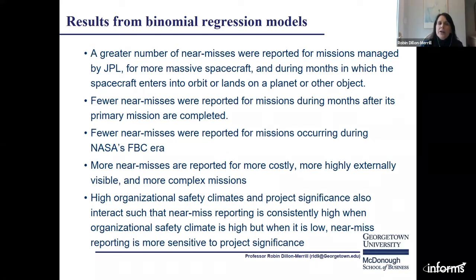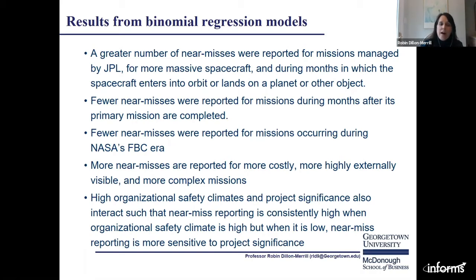And what we found was a greater number of near misses were reported for missions managed by JPL, for more massive spacecraft, and during months in which the spacecraft enters into orbit or lands on a planet or other object. We found that fewer near misses were reported for missions during months after their primary mission was completed. We found that fewer near misses were reported for missions occurring during NASA's faster, better, cheaper era. So absolutely, lower focus on safety, more focus on taking risks, and having this risk culture resulted in fewer reports.